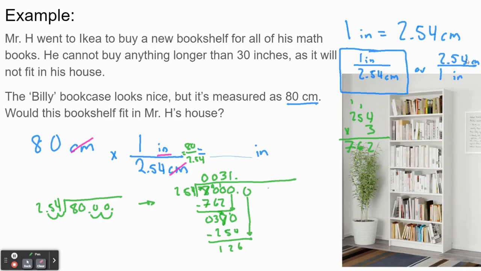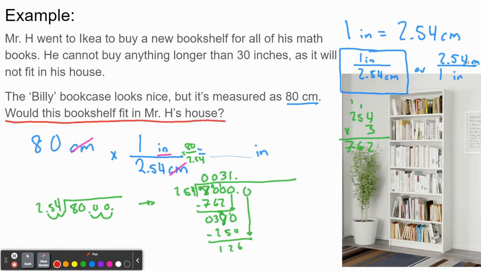But let's consider what the question was. Our original question was, would this bookshelf fit into Mr. H's house? So far, we know that the bookshelf is 31 point something inches. We haven't done the something. But we know that we also can't buy anything that's longer than 30 inches. So already, we can just stop there and say, using our about equal sign, that it's about equal to 31 inches.